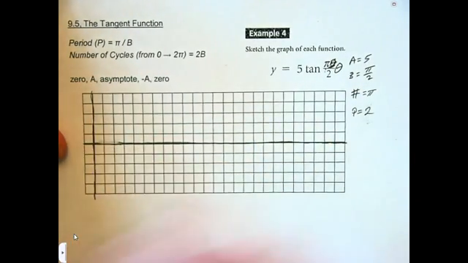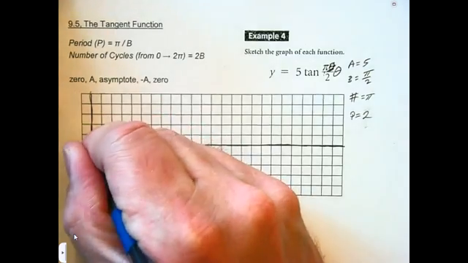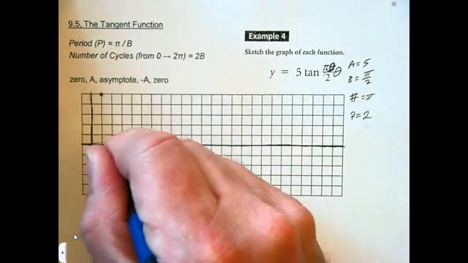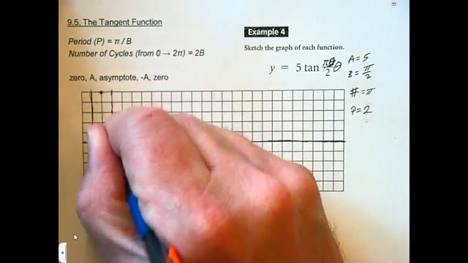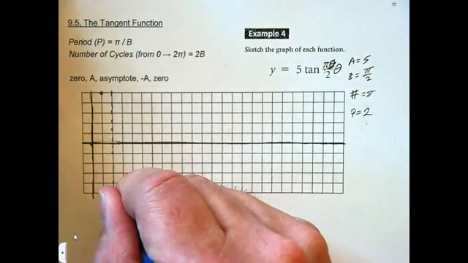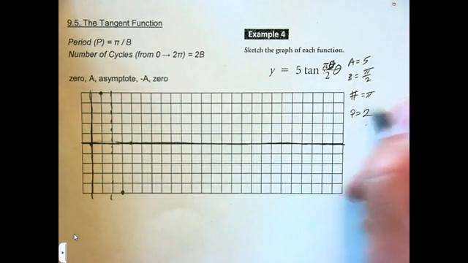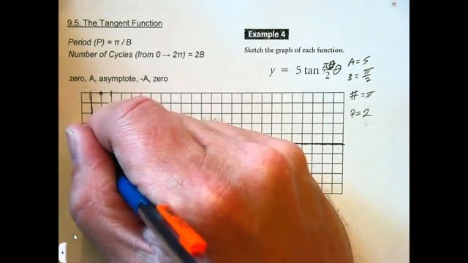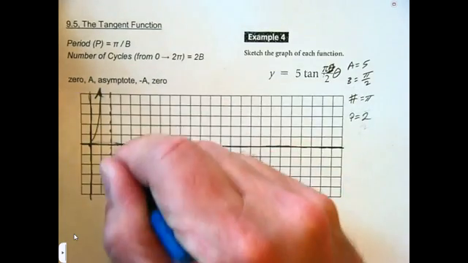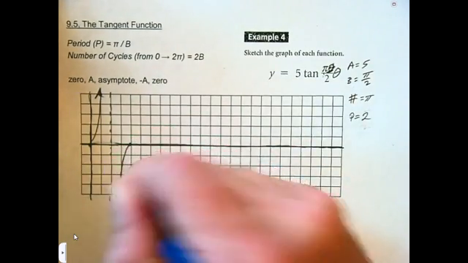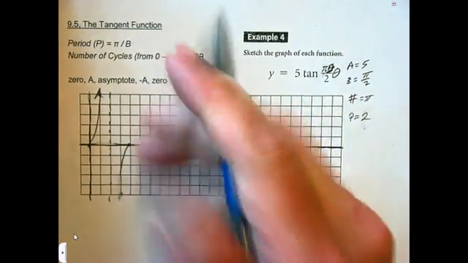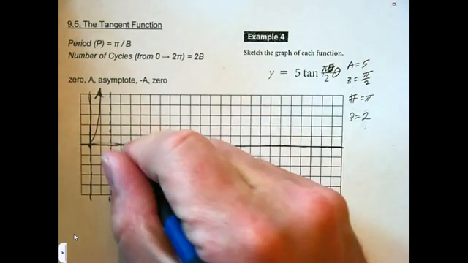As you go through and do this whole setup, 0, max, or excuse me, 0, a, asymptote, negative a, 0. Okay, you're going to see that 3.14 times. Well, there's one of our 3.14. If I could actually draw that curve going down, I keep messing that up.